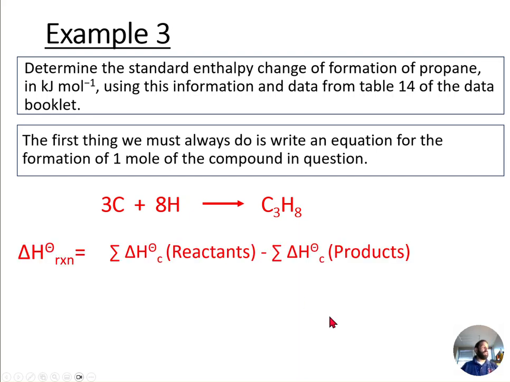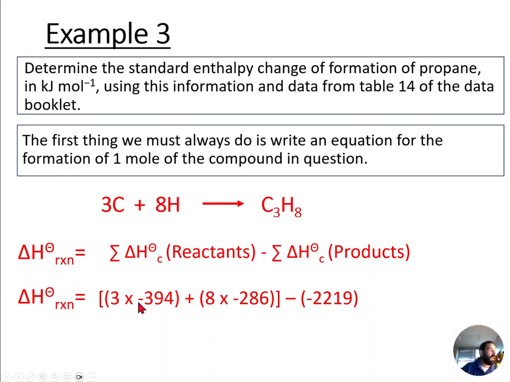So when we plug in, the equation we use is the sum of the enthalpy of combustion of reactants minus the sum of the enthalpy of combustion of the products. My reactants are 3 moles of carbon and 8 moles of hydrogen. So it's 3 times the enthalpy of combustion of carbon plus 8 times the enthalpy of combustion of hydrogen minus the enthalpy of combustion of propane. When you do that, you get negative 1251. Put a box around it because it's your answer.